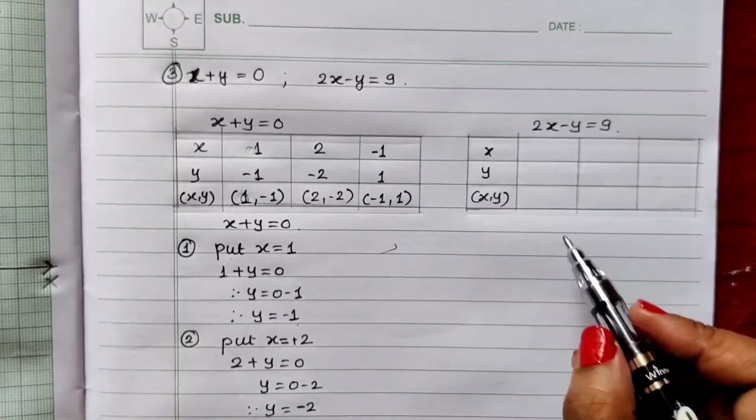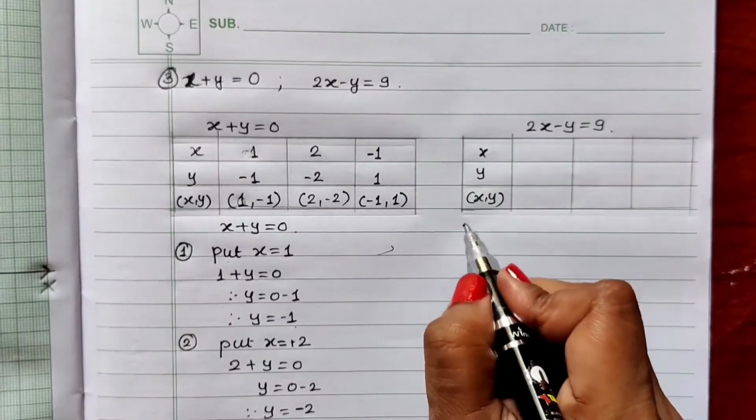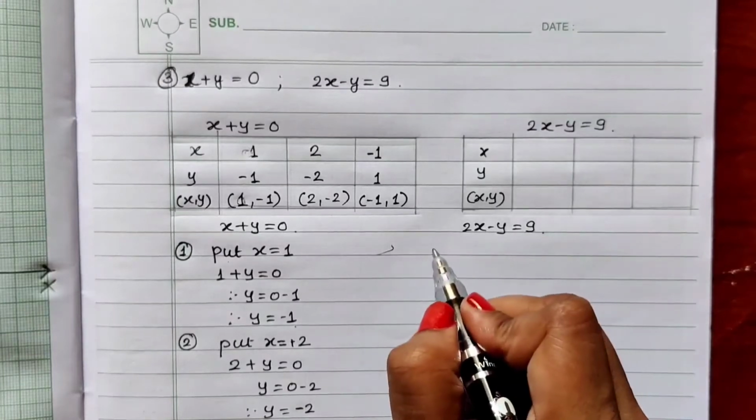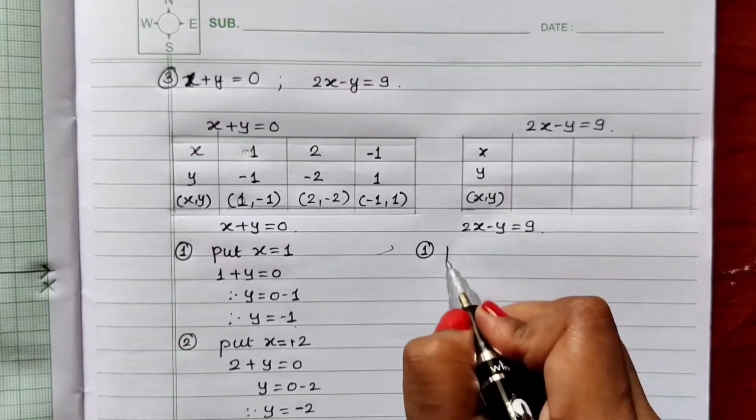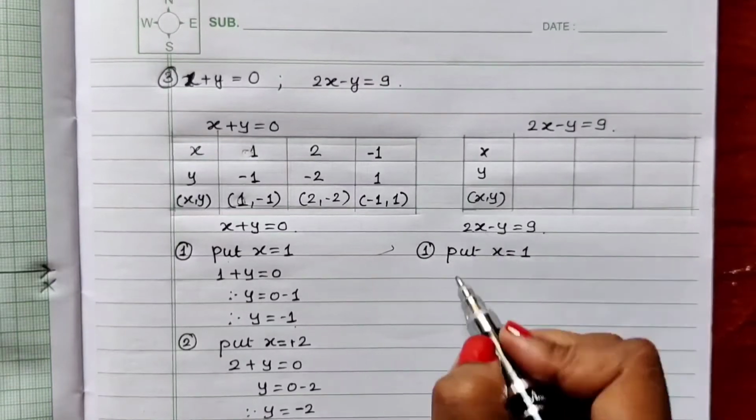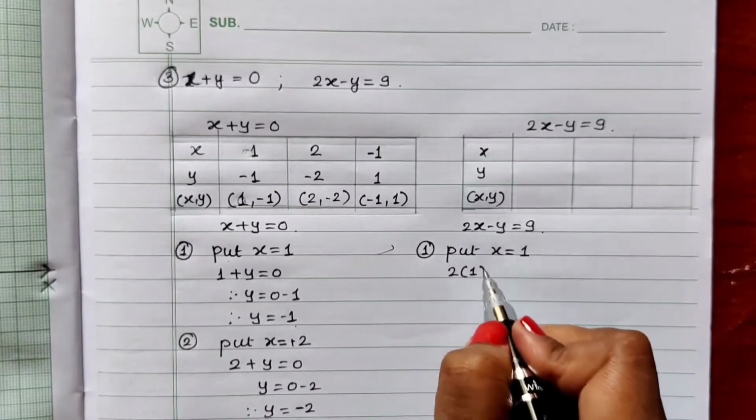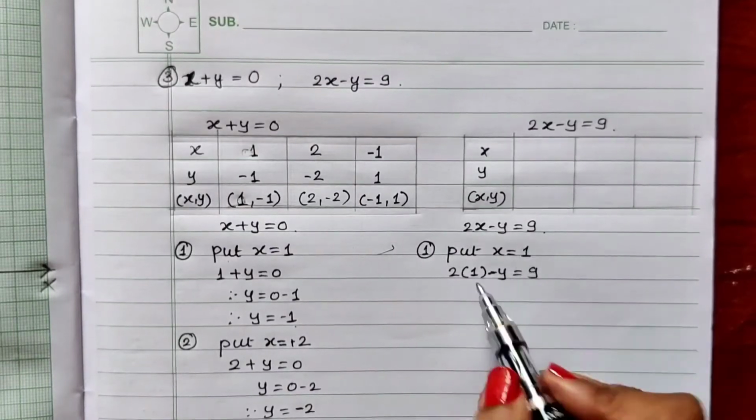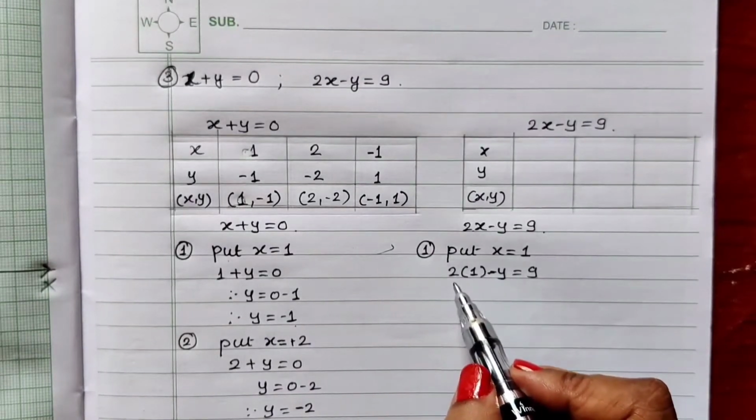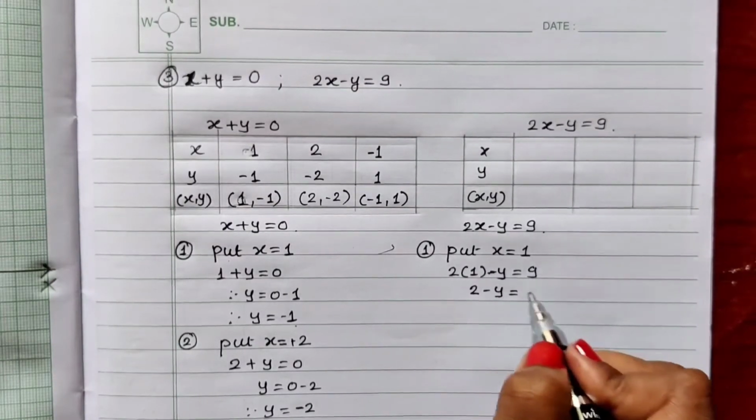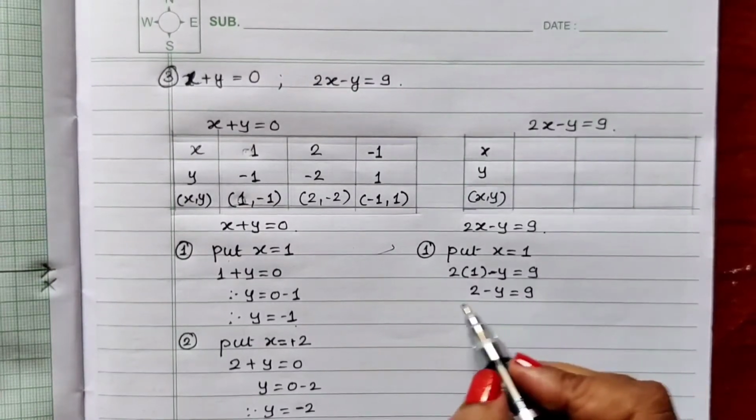Now let us solve this second equation. Second equation is 2x minus y is equal to 9. So let us solve. Put x is equal to 1. So in place of x I will be writing 1. 2 into 1 minus y is equal to 9. Now 2 ones are 2, minus y is equal to 9.